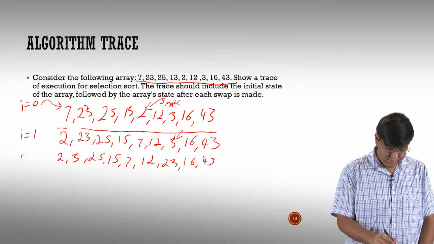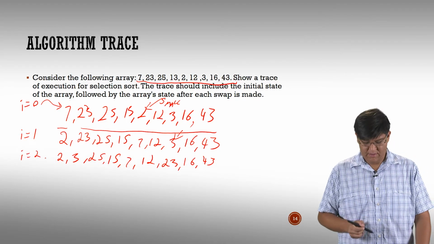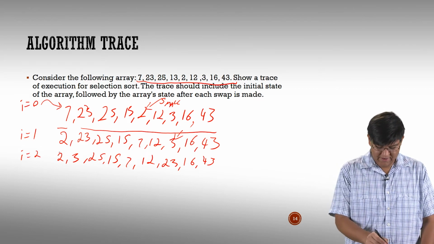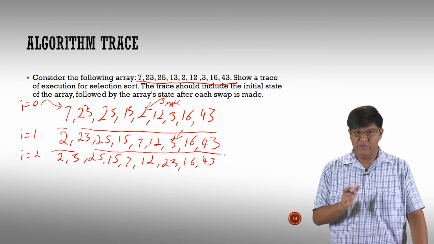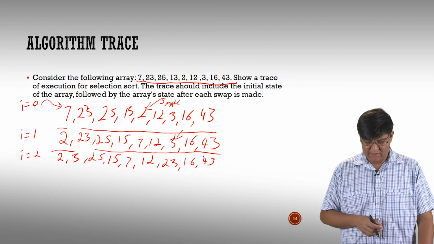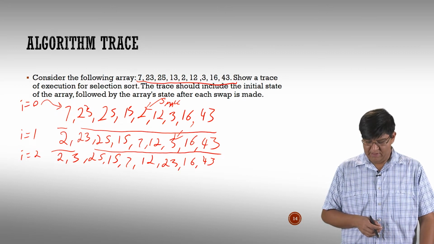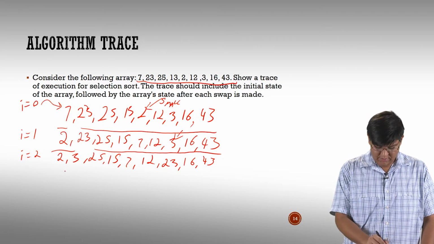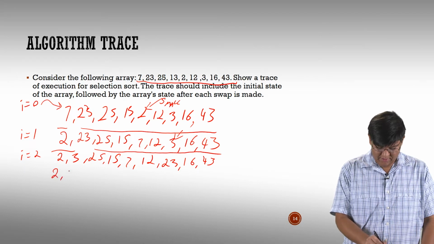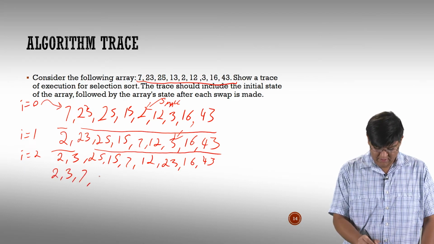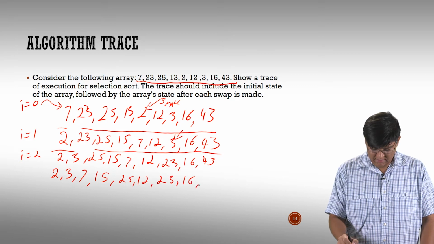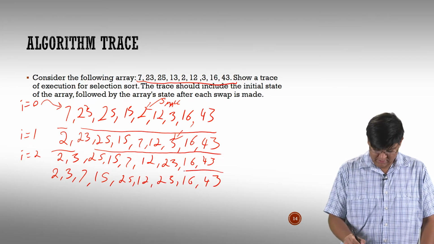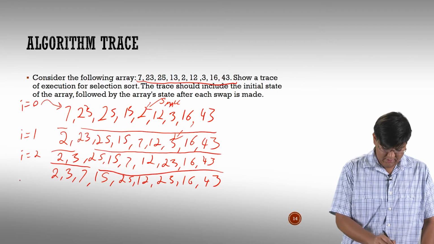All right, another iteration, i equals 2. In this case, where I want to fill in, this is now my sorted region, and this is my unsorted region. I'm going to go from position 2 and look forward for the smallest thing. Here, it looks like the smallest thing is going to be the value 7. So I'll go back to drawing: 2, 3, 7, 13, 25, 12, 23, 16, 43. Again, this is sorted and this is unsorted.